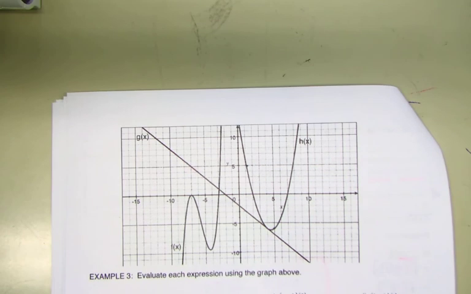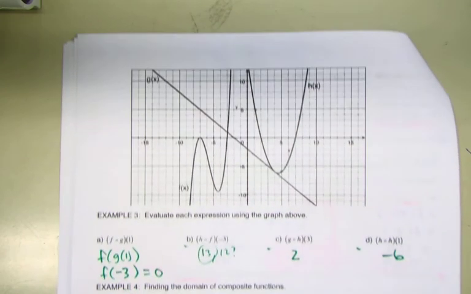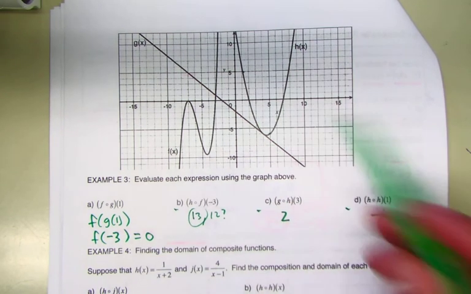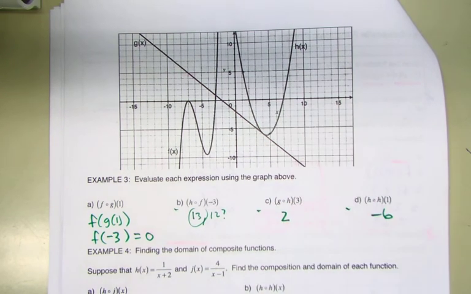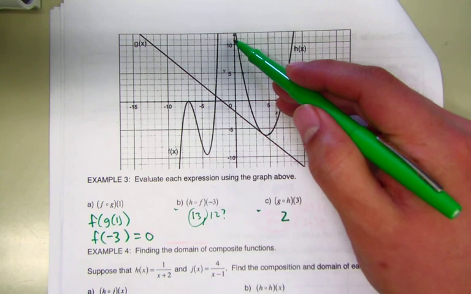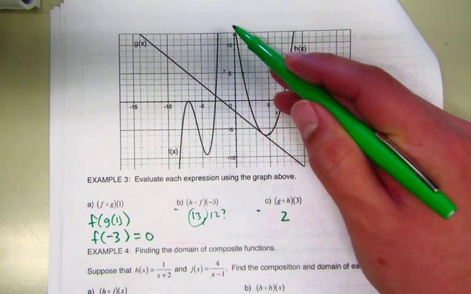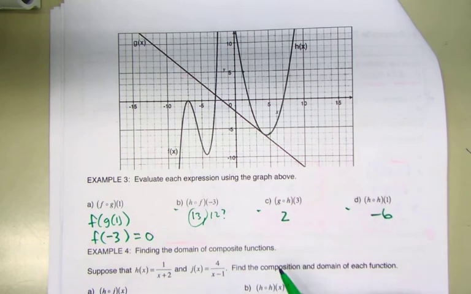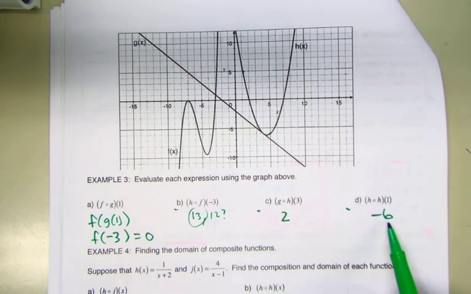Okay. With the exception of B, this one's kind of weird because I think the parabola is just a little off from what it actually should be. So it looks like it's getting close to 12. You could even argue that it maybe is 13 for your final answer. Don't worry so much about that one because it's a little off. But you should have gotten 2 for C and -6 for D. Make sense?